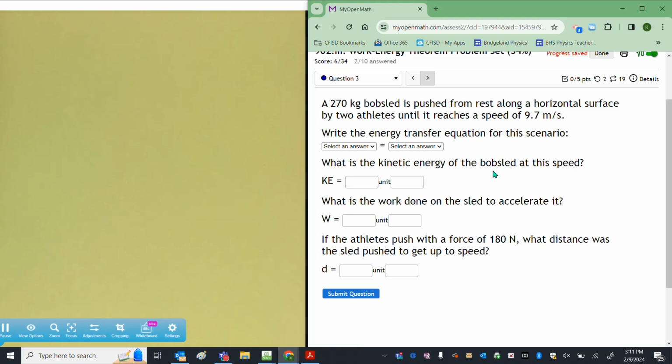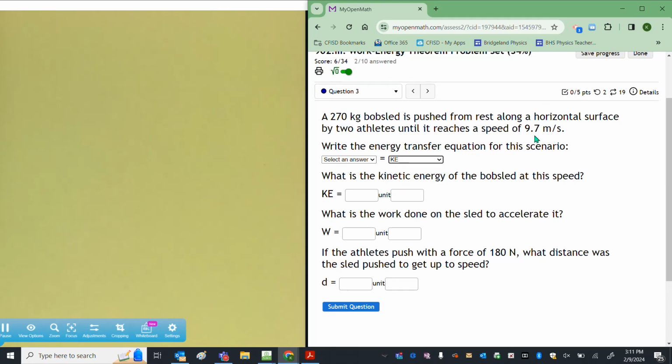There is no mention of it moving upward. In fact, it even says that it's on a horizontal surface. So I don't have any height, and therefore I don't have any gravitational potential energy. Nothing is elastic. There's no mention of friction in here. And so the energy I have at the end is just kinetic energy. It's this 9.7 meters per second, this motion.